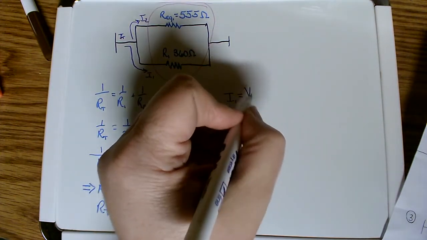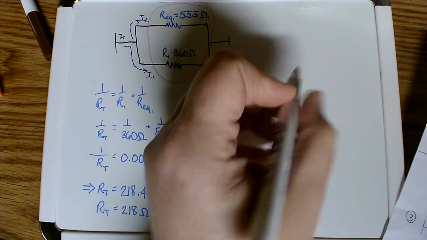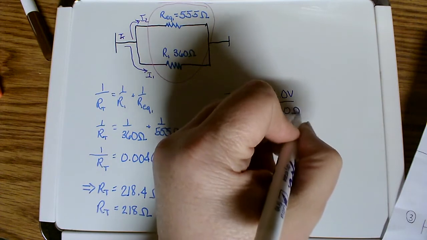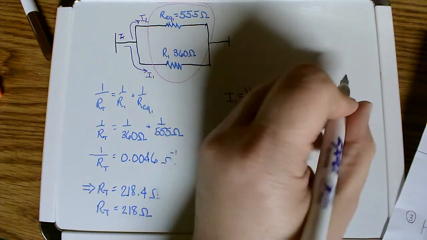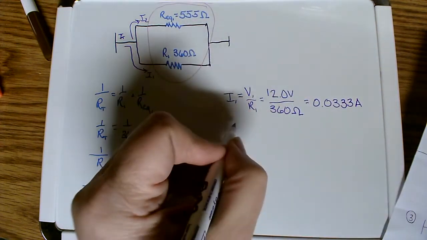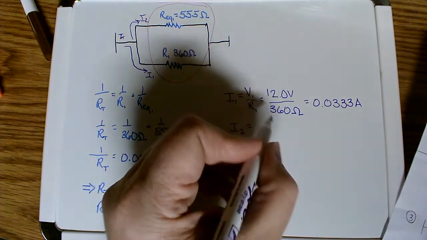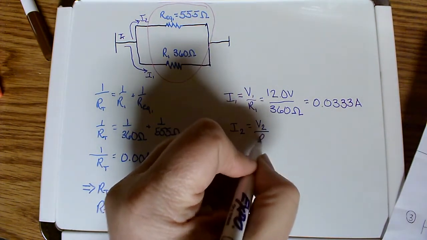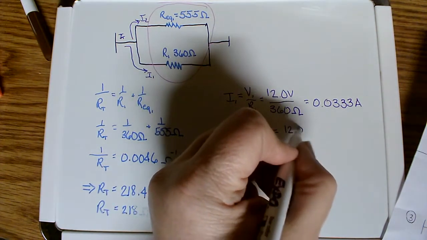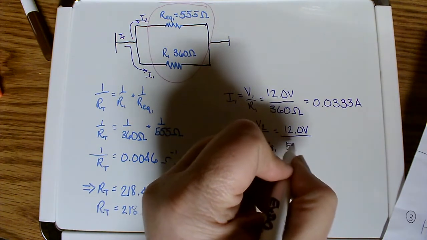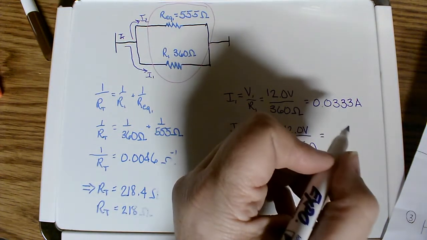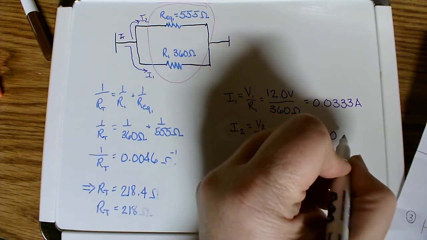So again, we're going to use Ohm's law. And we find that I1 is going to be equal to V1 divided by R1. So in this case, it's 12 volts divided by 360 ohms, which is going to give us 0.0333 amps. For the other side, we're going to have I2 is equal to V2 divided by REQ1. And in this case, it's 12 volts again, divided by the 555 ohms. And we're going to find that that equals 0.0216 amps.